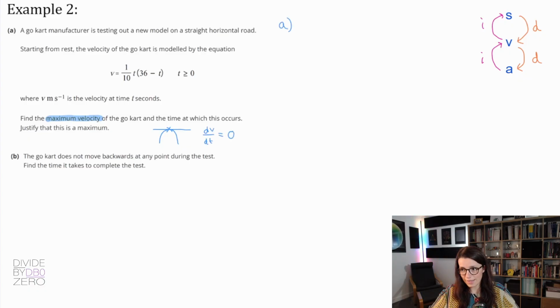So let's do that. Let's have a look at v. So 1/10 t (36 minus t). Let's expand that out so it's easier to work with. 18 over 5 t minus 1/10 t squared.